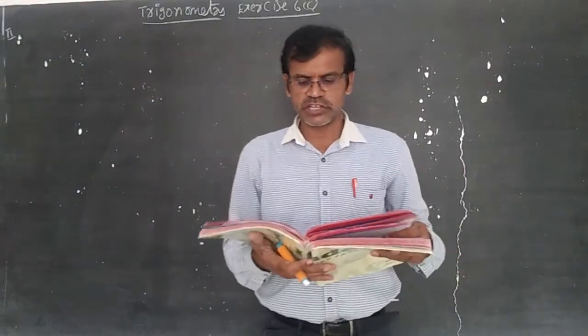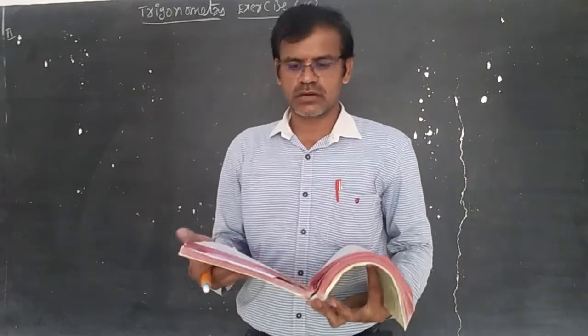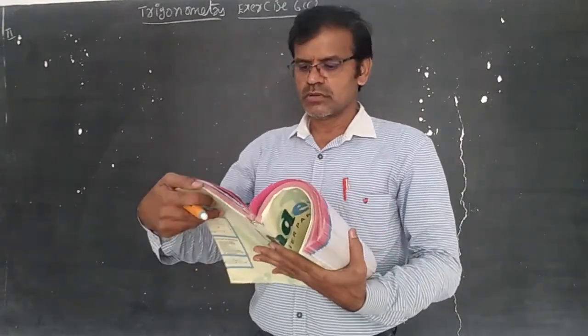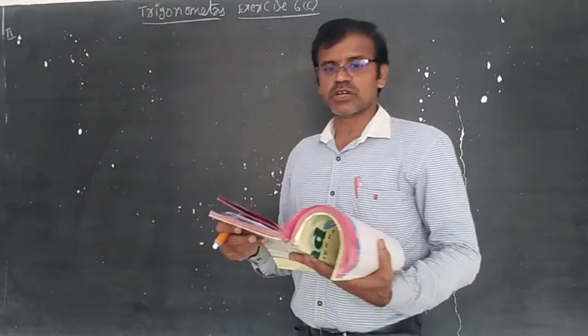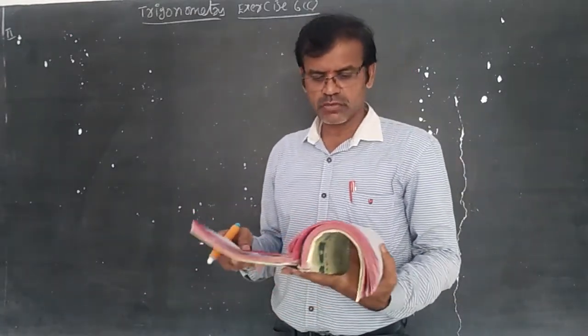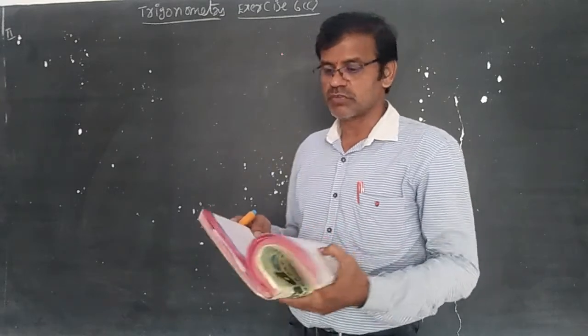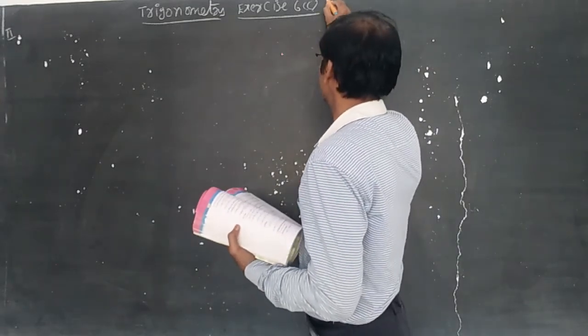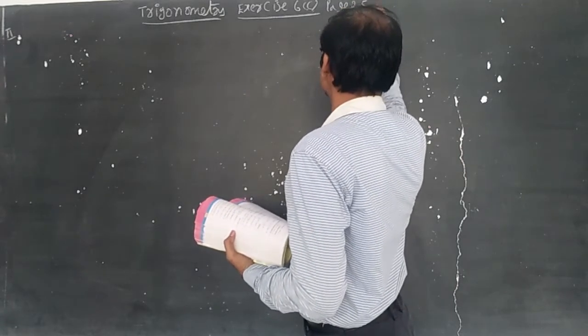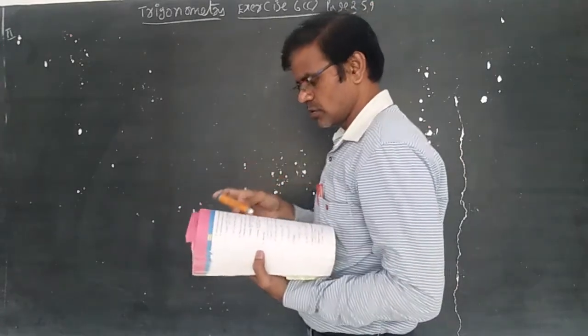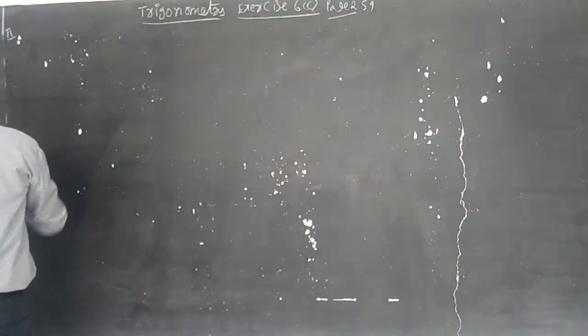Dear junior JEE students, we are handling the topic trigonometry. Exercise 6 is going on. In this chapter, we have completed Roman number 1. Each and every sum we have completed in page number 258. Now, today's class is page number 259, Roman number 2 sums.